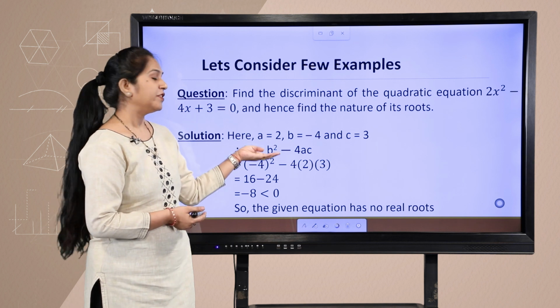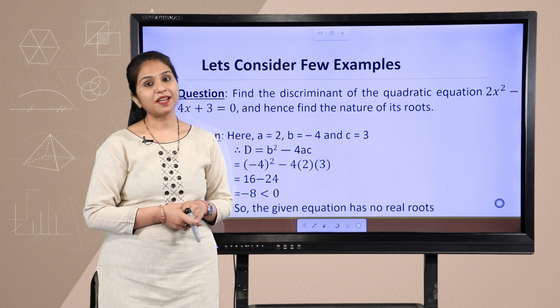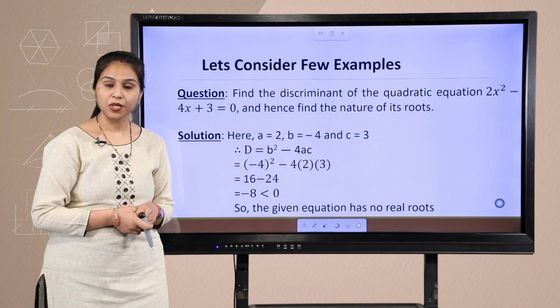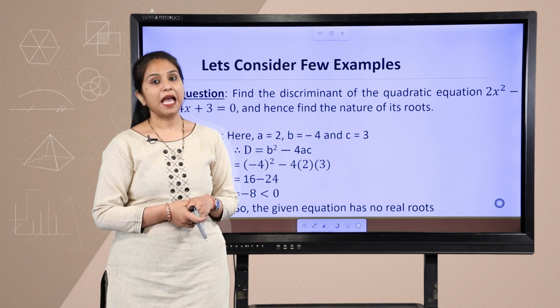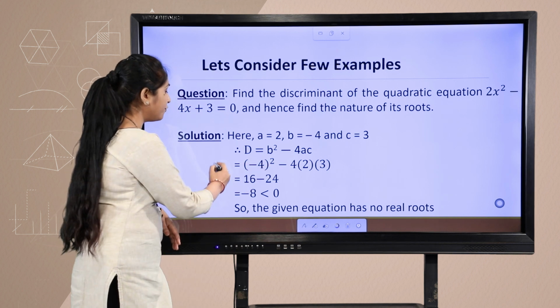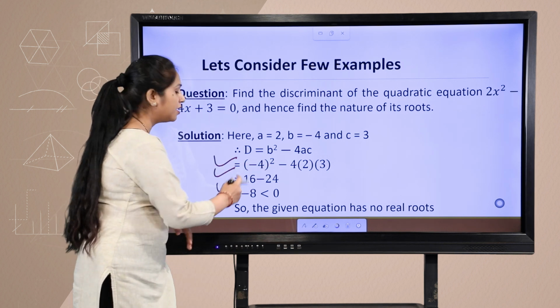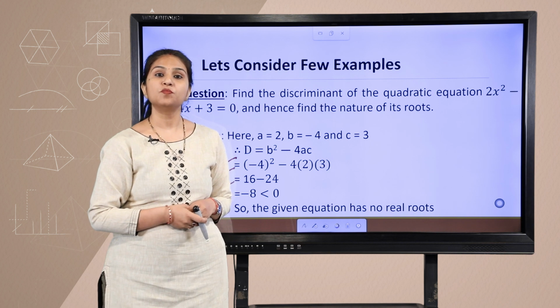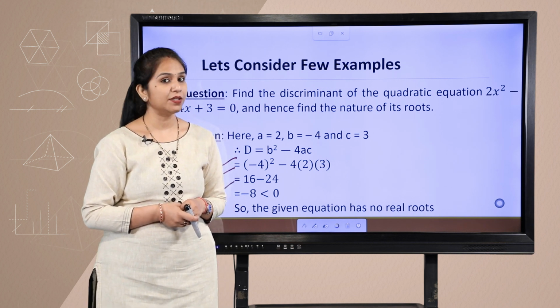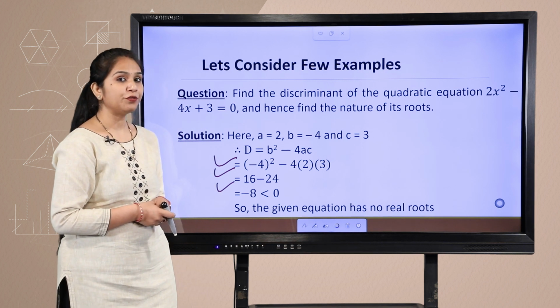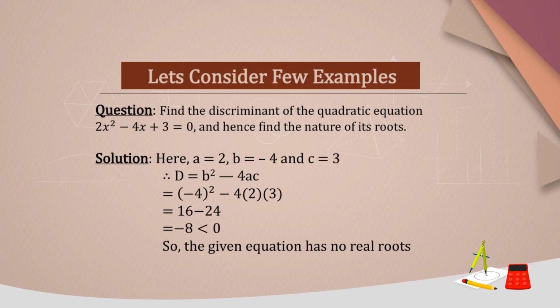After finding the discriminant, you have to tell what is the nature of the roots. So children, we know discriminant is b square minus 4ac. Compare your equation with the standard equation, write the values of a, b, c, and on putting the things in the formula, you will see here the discriminant is equal to minus 8. Now since you are getting a value which is less than 0, what will be the nature of root in this case? So here the nature of root will be that there exist no real roots.